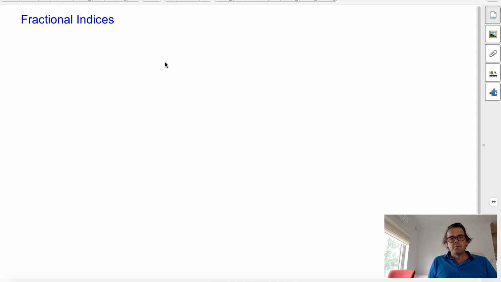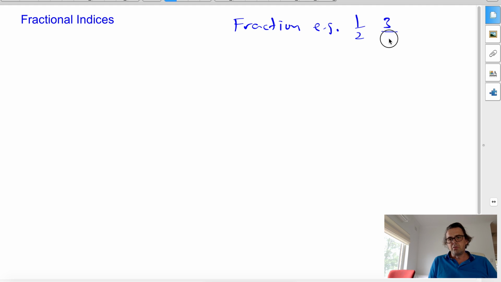Okay, hi guys. This is about fractional indices. I hope you remember what a fraction is, right? A fraction, like 1/2, is a fraction, 3/5, and these are fractions, right? And let's look at indices.